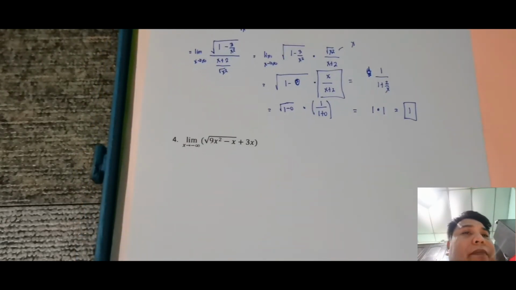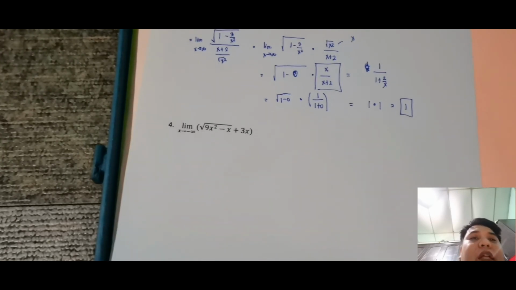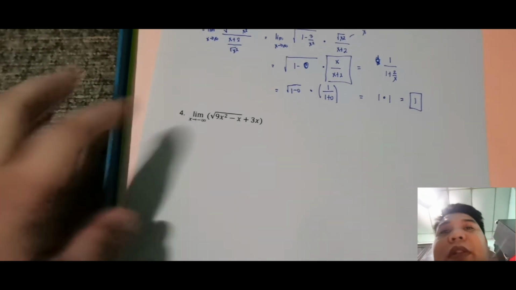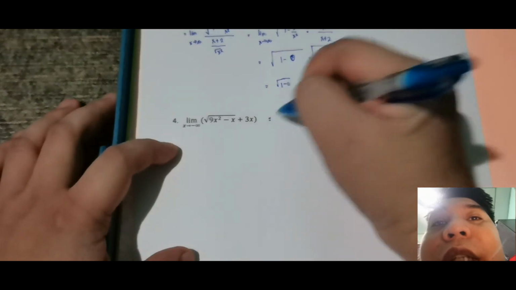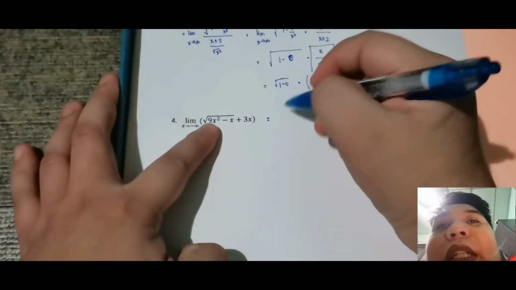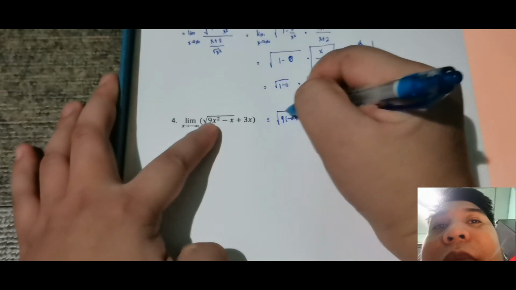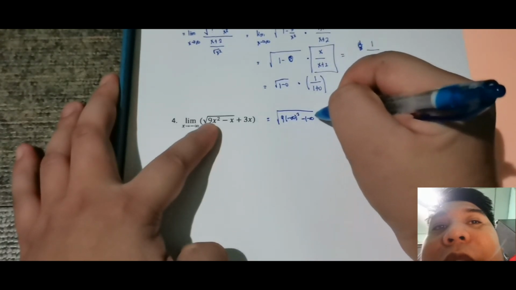So, ito naman, check natin. So, kung sinubstitute ko dyan, yung infinity, ano mangyayari? Sir, sa loob po, 9 negative infinity raised to 2 is positive infinity. So 9 times infinity, infinity. Minus negative infinity is positive infinity. So square root of infinity plus infinity ulit. So ang sagot right away dito, pag sinubstitute ko yung negative infinity dyan, that is 9 times negative infinity squared minus negative infinity.